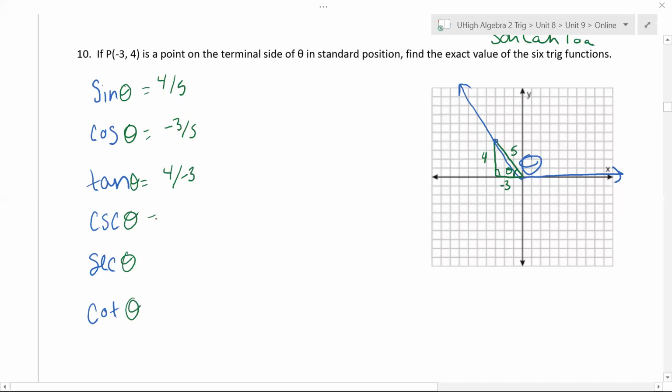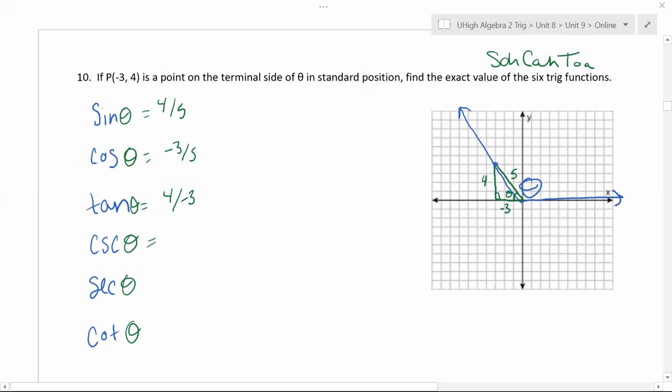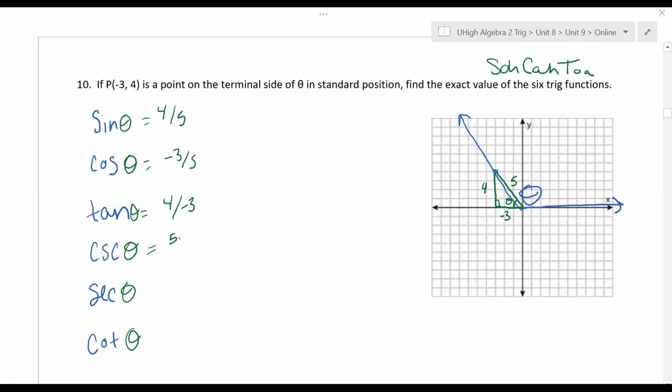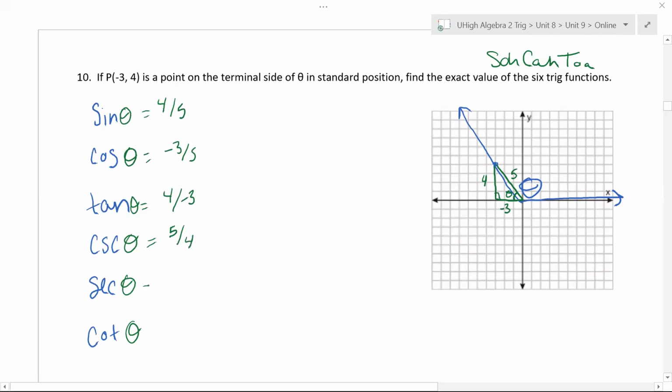My cosecant is the reciprocal of my sine. So instead of opposite over hypotenuse, I'm going to do my hypotenuse over my opposite. Secant is the reciprocal of cosine. So instead of adjacent over hypotenuse, I'm going to do hypotenuse over my adjacent. And cotangent, instead of opposite over adjacent, I am going to do adjacent over opposite. So there we go. We have all 6 of our trig functions.